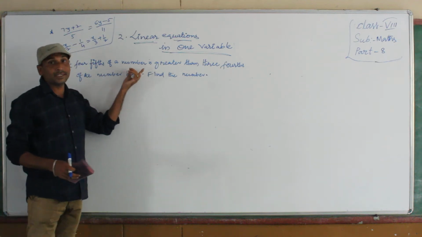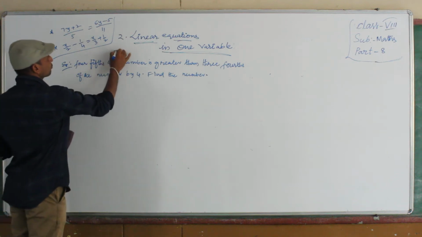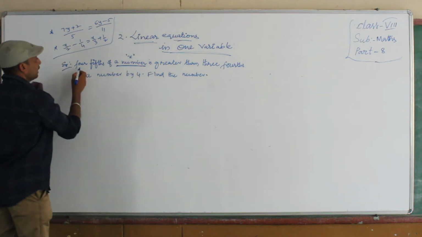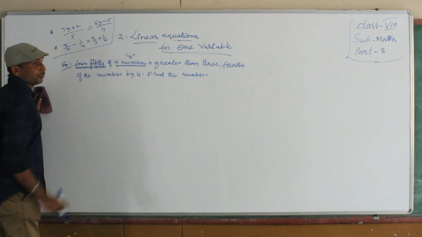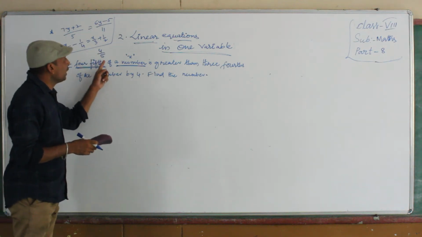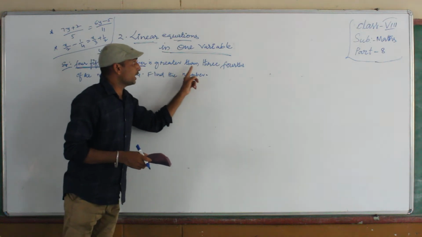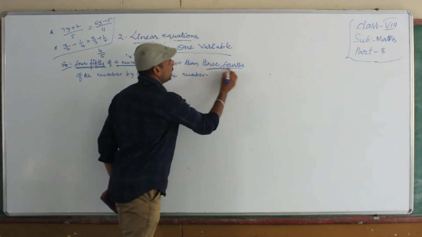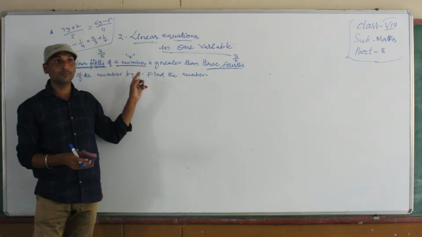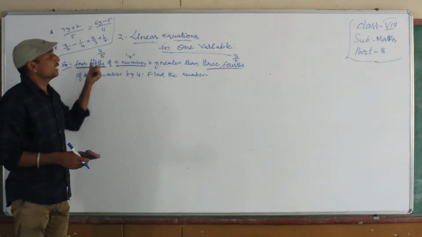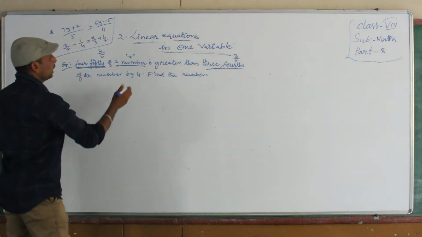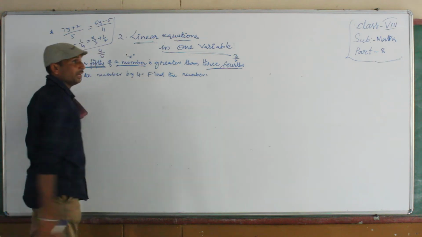If you don't know which number is being asked in the problem, we take it as x. So instead of the given number we are taking x. 4/5 of a number is greater than 3/4 of the number by 4, which means this number is greater than that number by 4. We have to find out what the given number is.